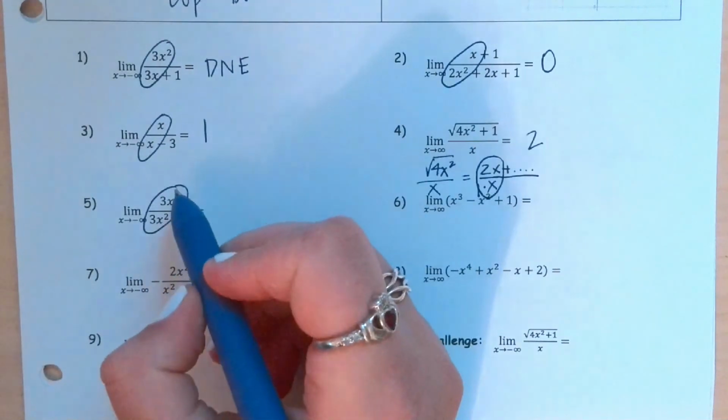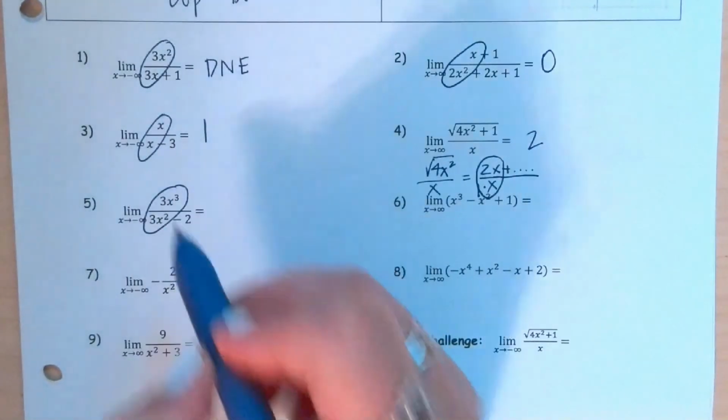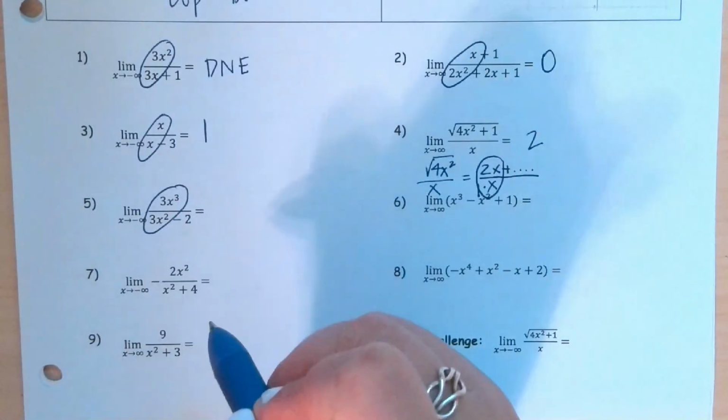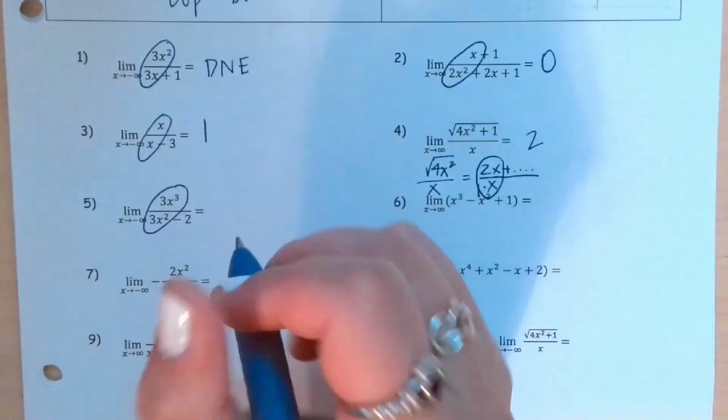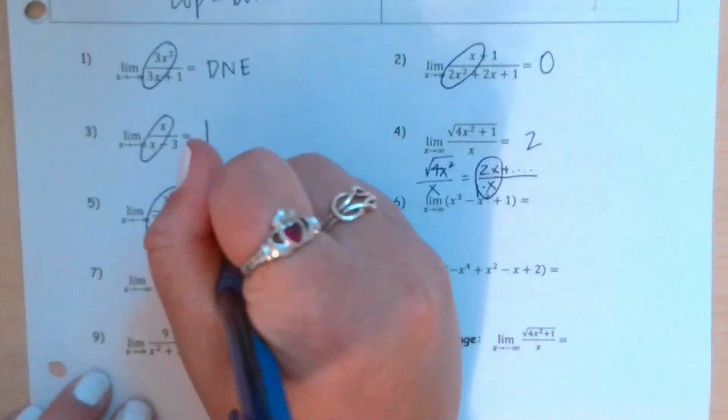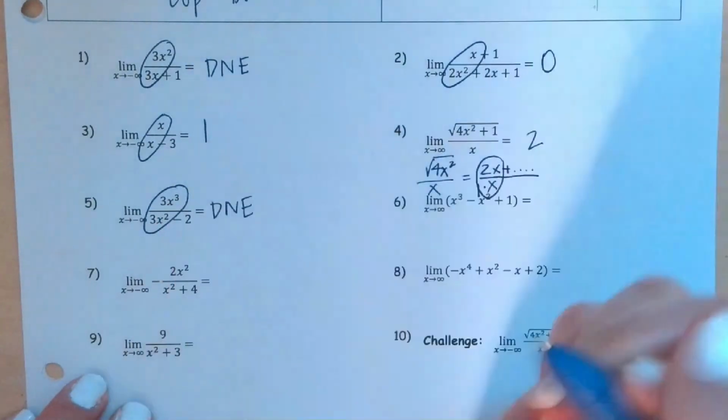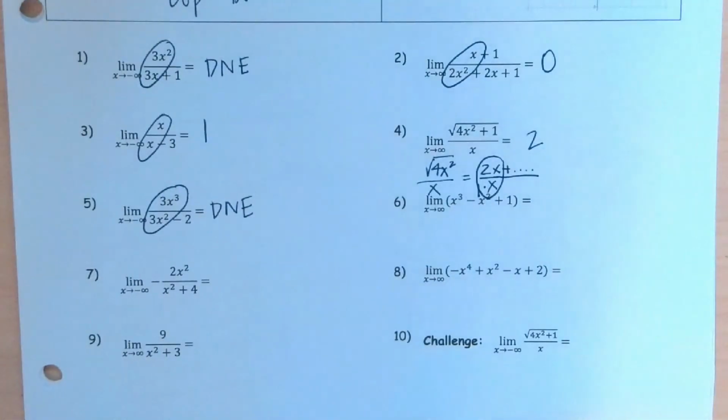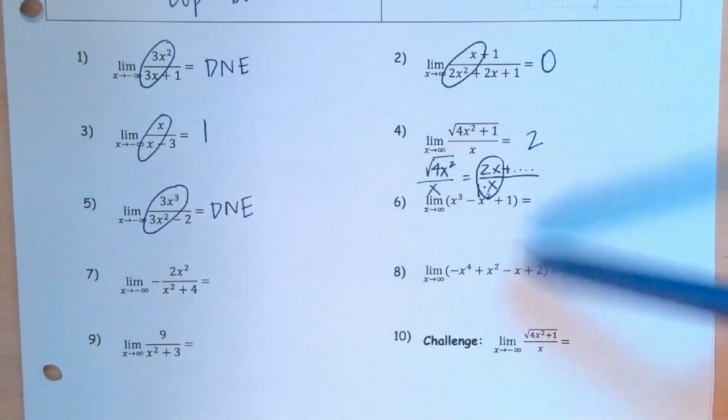We have the highest degree on the top is going to be a 3, and our denominator is a 2. So since our top is greater, that tells us that the limit does not exist. Okay. Number 6, and we'll do both of these at the same time since they're the same kind of question, right? These are actually really interesting.